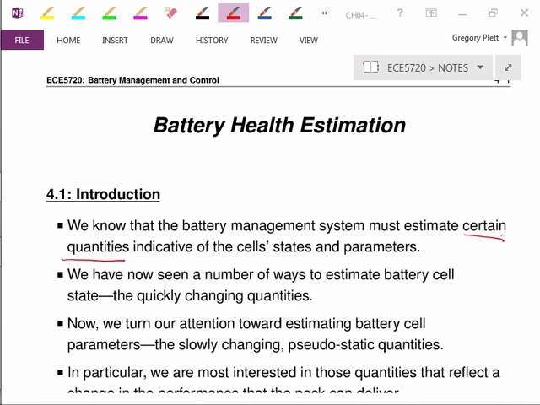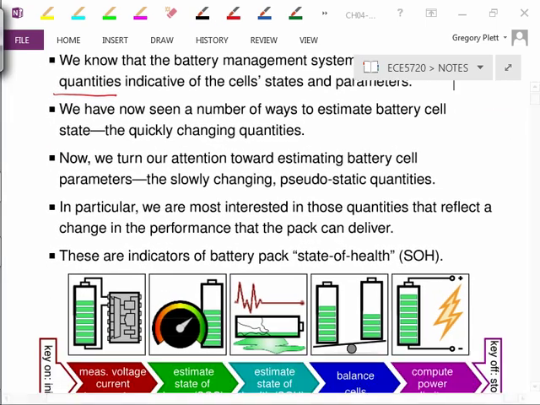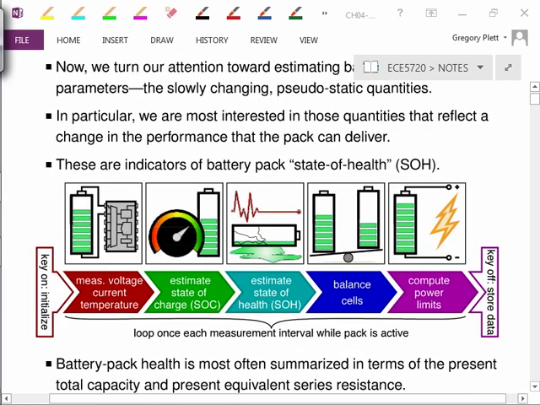And in Chapter 3, we looked at ways to estimate the battery cell state, which are the quickly changing quantities. And now we turn our attention toward estimating the parameters of the model, which are the slowly changing quantities that we would almost hope never really change with time, but they do in fact change because of aging effects and degradation. So we're looking at those quantities that are going to indicate or reflect some change in performance that the pack is going to be able to deliver. And these are called state of health of the battery pack.